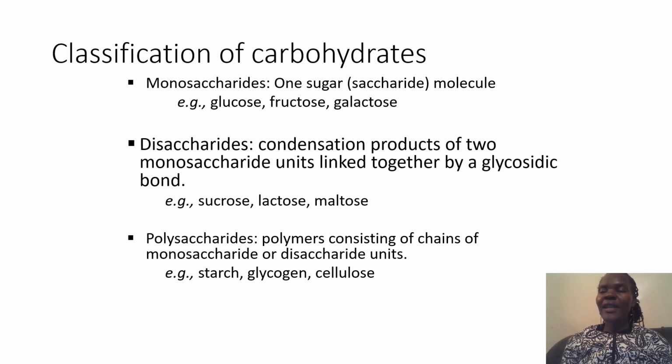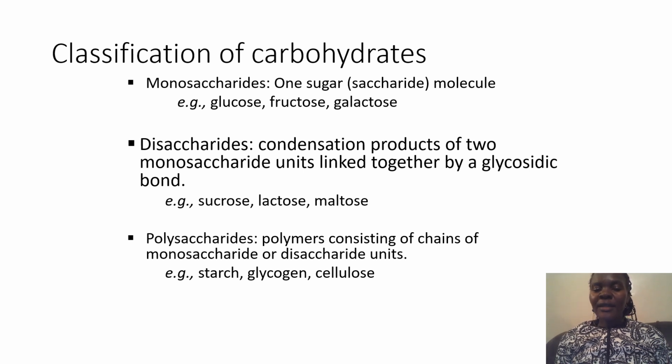Then the second class are the disaccharides. From the name, di means two. So it's a condensation product of two monosaccharide units, linked together by a glycosidic bond. A glycosidic bond is found in the carbohydrates. The best examples we know are sucrose, which is always found in sugar, lactose, which is found in milk, and maltose, which is also a component of Guinness.